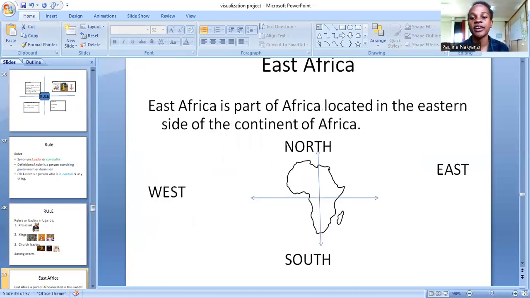Then for East Africa, I used the compass direction which cuts across the map of Africa to show the students where is east, where is north, where is south, and west. And in this emphasis, it was east. So here, the students were able to understand east through the use of the compass direction and the naming of the compass direction.